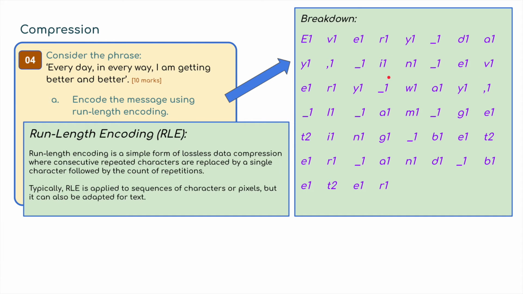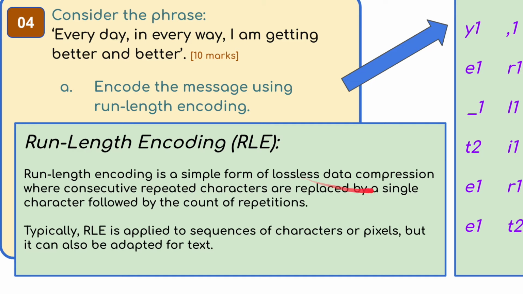So I've encoded the message here, and let's have a little look at what it actually is. Run length encoding is a simple form of lossless data compression, where consecutive repeated characters are replaced by a single character followed by the count of repetitions. Typically RLE is applied to sequences of characters or pixels. Great for pictures. If we've got a sky that's one particular blue, it would be great for compressing that sky. But it also can be adapted for text.